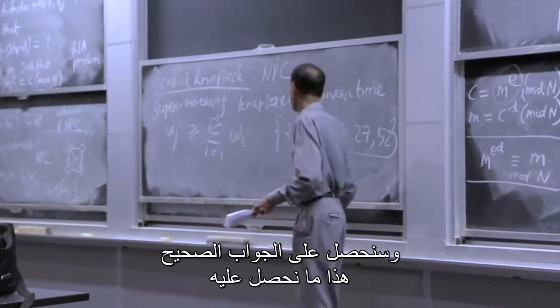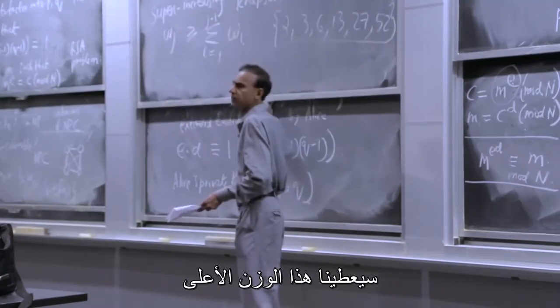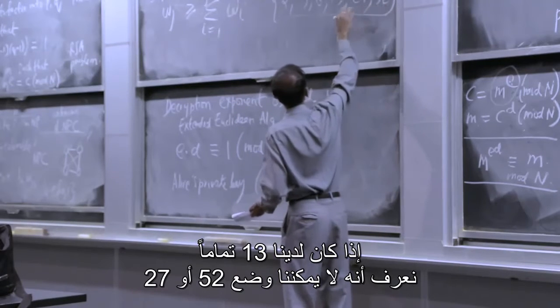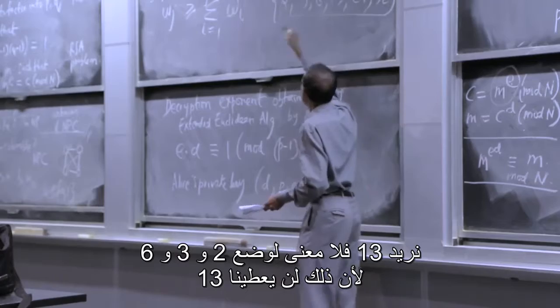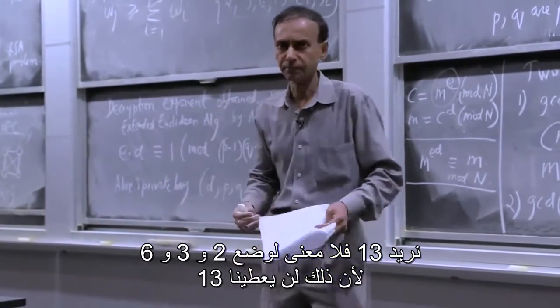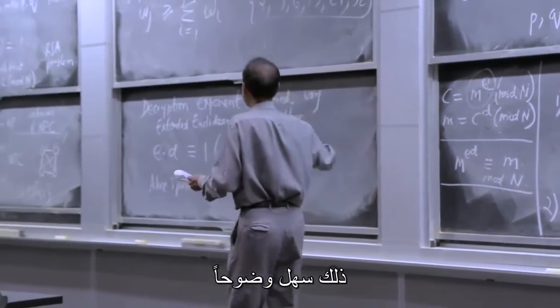So that's pretty much what you got. That'll give you the highest weight, right? If you have 13 exactly, you know you can't put 52 and 27, you can get 13. There's no point in putting 2 and 3 and 6 because that's not going to give you the 13, right? So that's clearly easy.